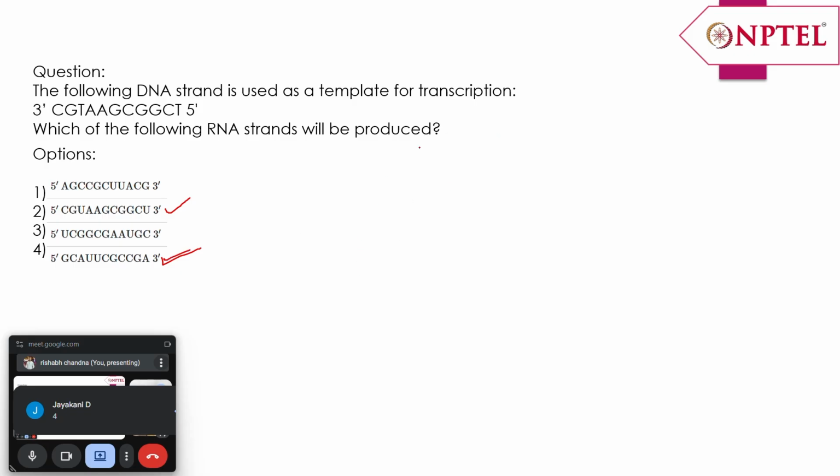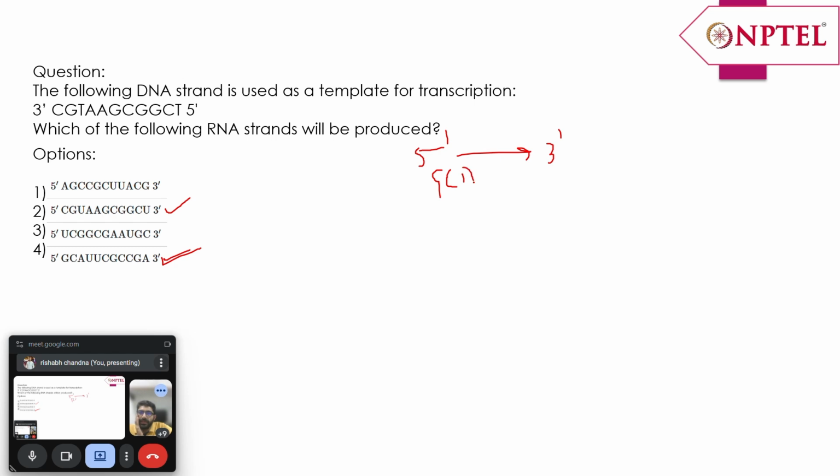So RNA synthesis also occurs from 5 prime to 3 prime direction, right? So if this strand is used as a template strand, then from 5 prime to 3 prime direction, the RNA sequence would be G, C, A, then U, U, followed by C, G, C, C, G, and then A.